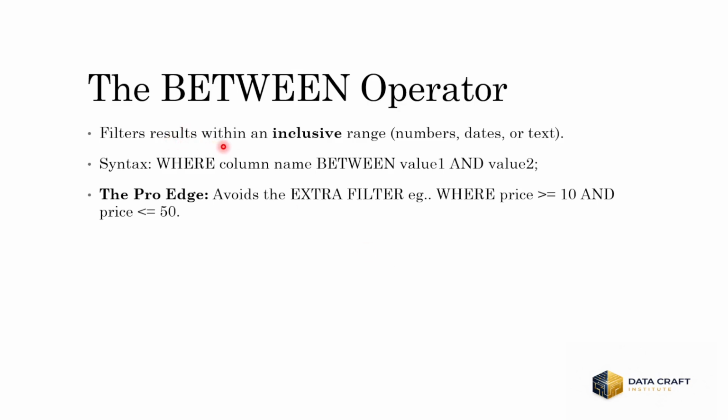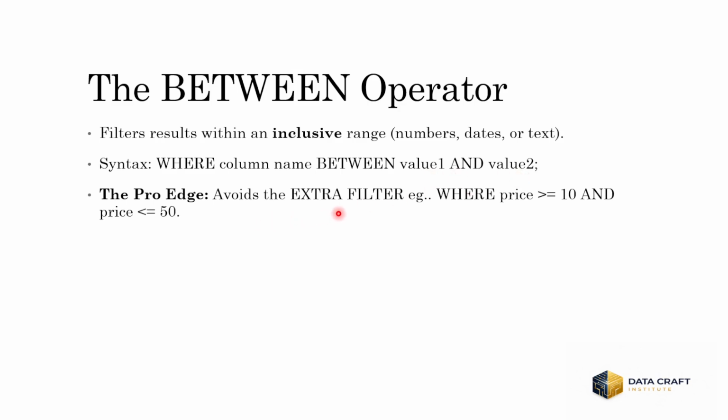It filters results within an inclusive range, and you can use it to filter results for numbers, dates, or even text. So the syntax is where column name between value 1 and value 2. For example, where date between a start date and an end date, or where salary between 100 rupees and 500 rupees.